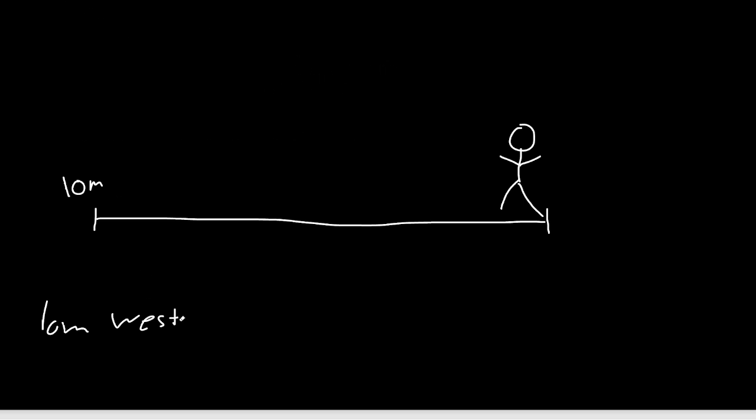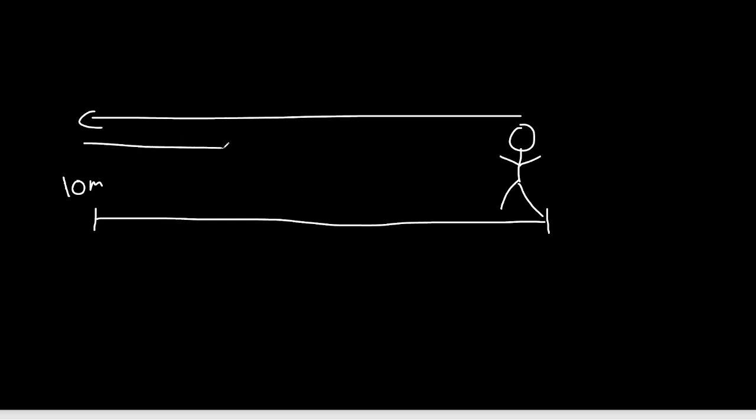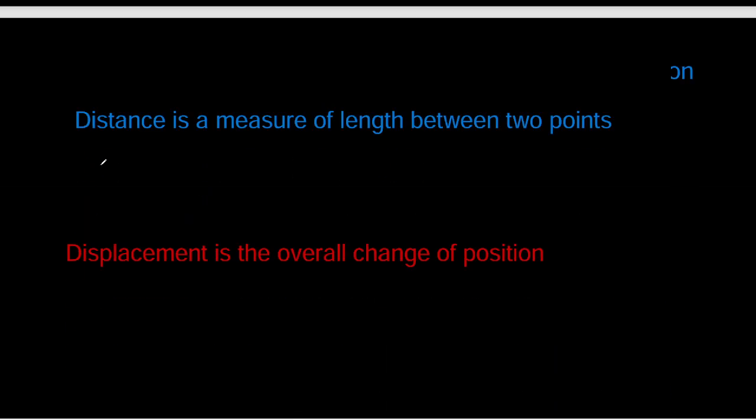Okay, so now let's think of another example for the other difference. So let's say you walk from here to here, and then you walk back from here to here, and let's say this is at 5 meters. So you've walked from here to here, and then here to here. So you've walked a total of how many meters? You've walked a total of 10 plus 5 meters, right? So that's 15 meters in total. Okay, now let's look at the other difference.